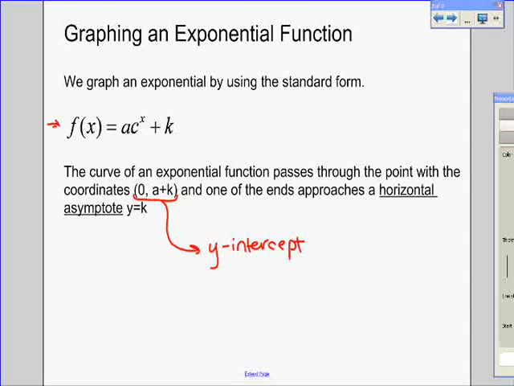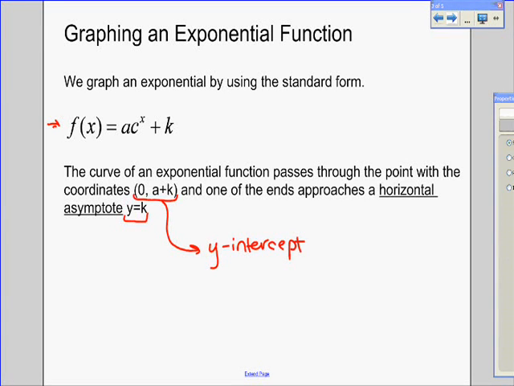Our graph will also approach a horizontal asymptote, and the equation of that asymptote will be equal to k, y equals k. Remember that an asymptote is something that our graph is approaching, but will never actually reach. In this case, we only have one asymptote. We were used to working with both a horizontal and a vertical asymptote when we were working with rational functions. So this isn't a new concept for us.